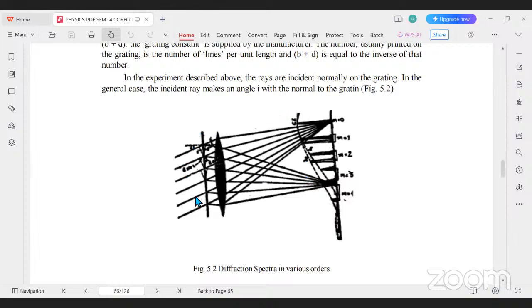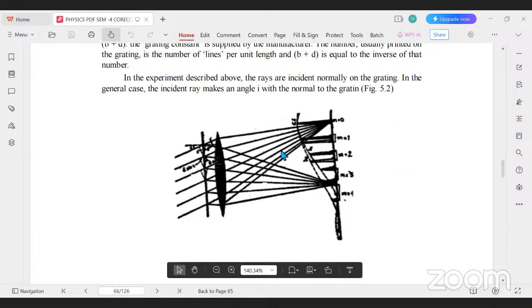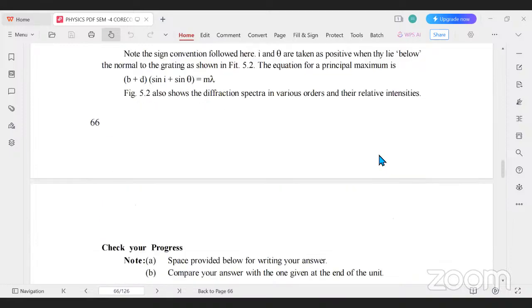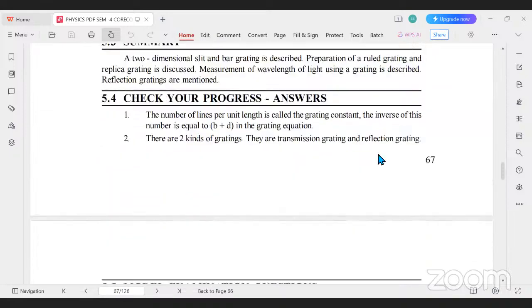Diffraction spectra. Now we are going to talk about the spectral lines, the diffraction spectrum in various orders. Very interesting.